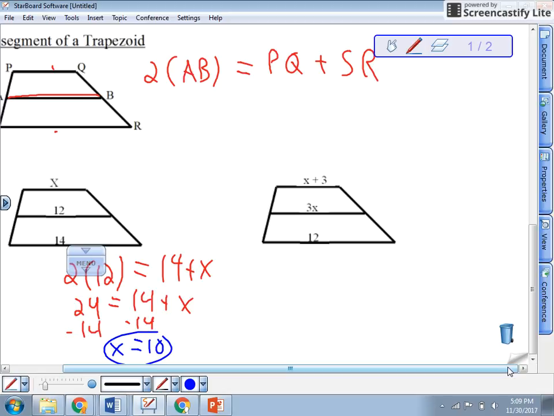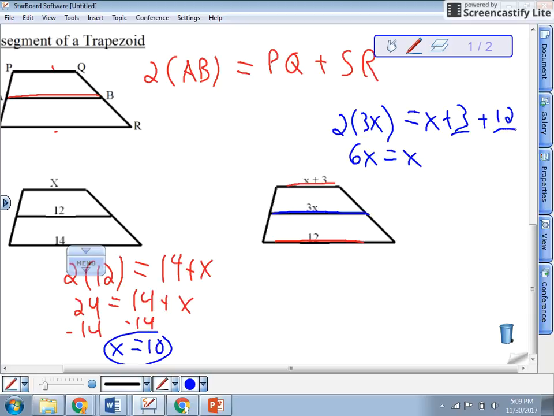Now, this problem over here just involves a little more algebra. So I'm going to do this. Again, we're going to double the mid-segment. So I'm going to say 2 times 3x is going to equal x plus 3, plus this piece, plus 12. So there's my plus 12. And then I just solve it like an algebra problem. 2 times 3x is 6x. Equals, now I got the x, and then I combine the 3 and the 12, so that's 15. So that's 3 plus 12 equals 15.